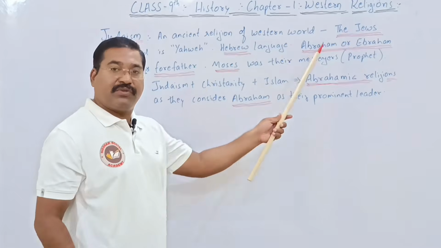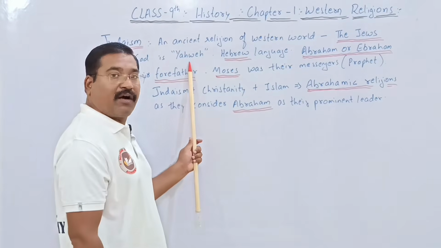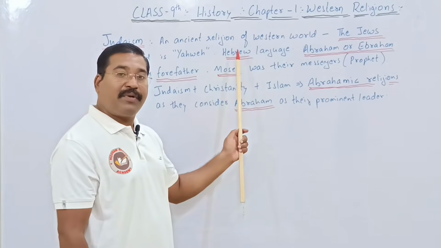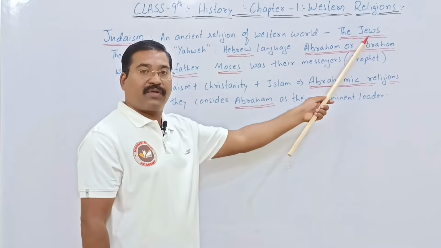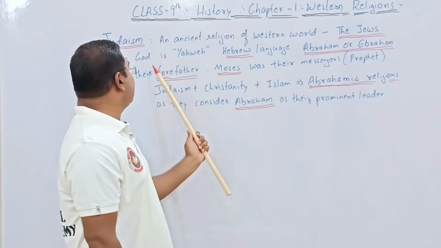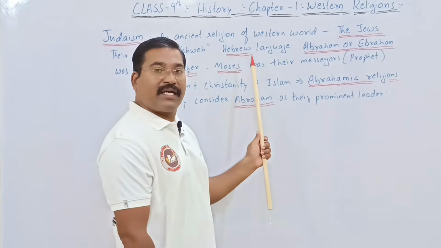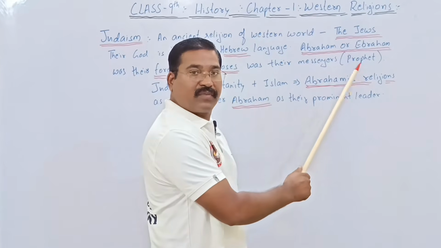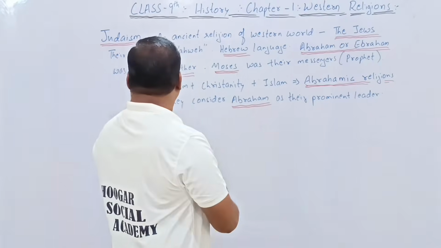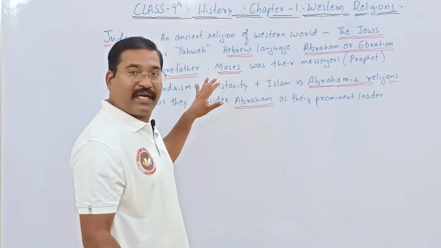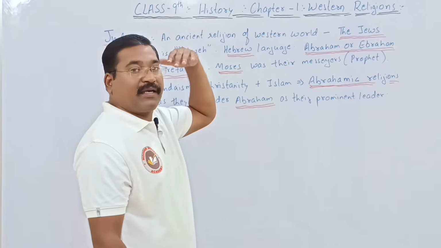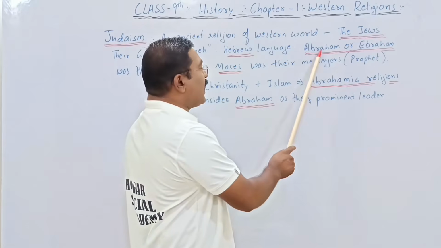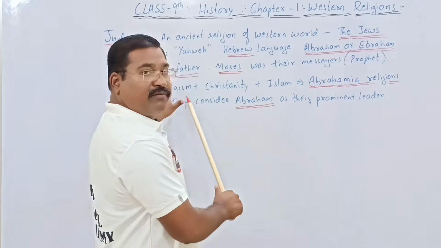Their God is called Yahweh, and the language which was spoken was called the Hebrew language. Okay. So the followers of Judaism are called Jews, and their God is what? Yahweh, with the language called Hebrew. And Abraham or Ibrahim was their forefather. Like how we have our grandfathers and great grandfathers, whom we call forefathers. So who is this? Abraham or Ibrahim is their forefather.